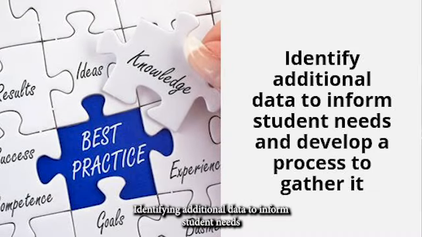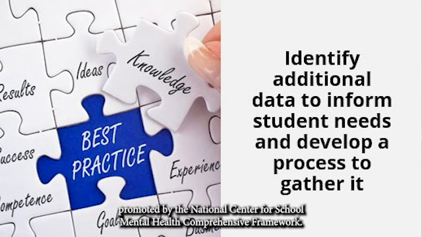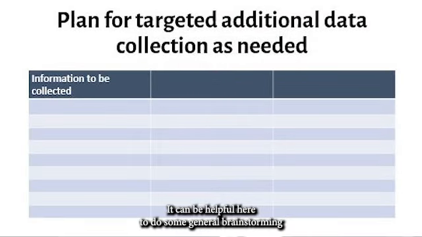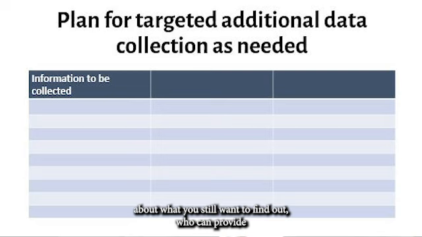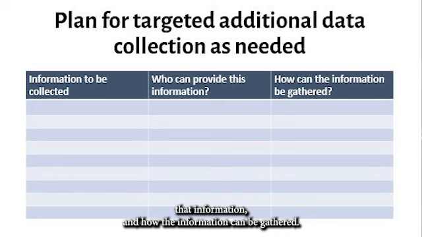Identifying additional data to inform student needs and developing a plan to gather it is another best practice standard promoted by the National Center for School Mental Health. It can be helpful here to do some general brainstorming about what you still want to find out, who can provide that information, and how the information can be gathered.